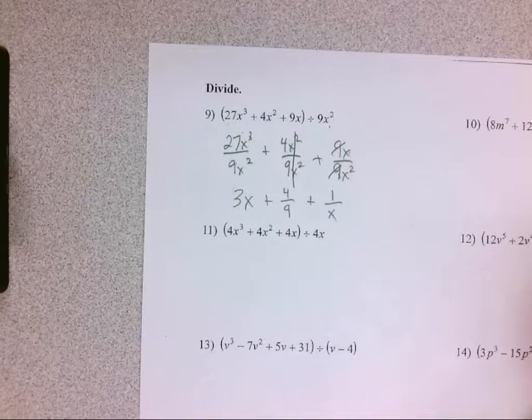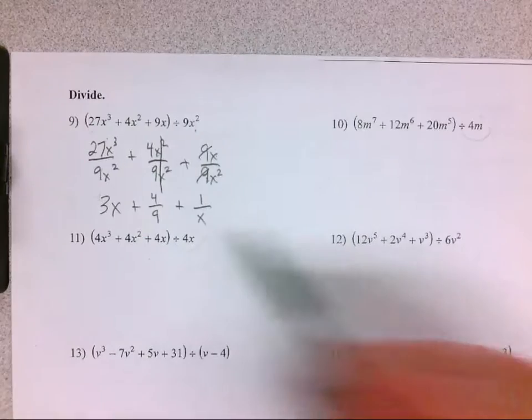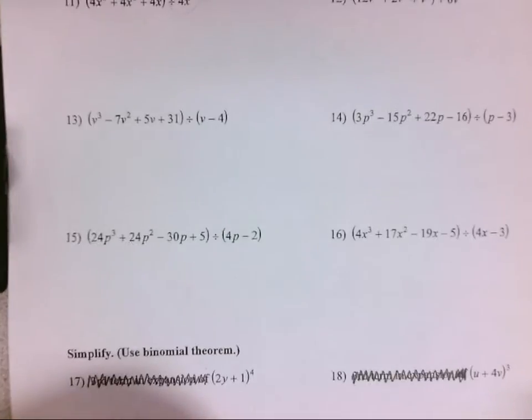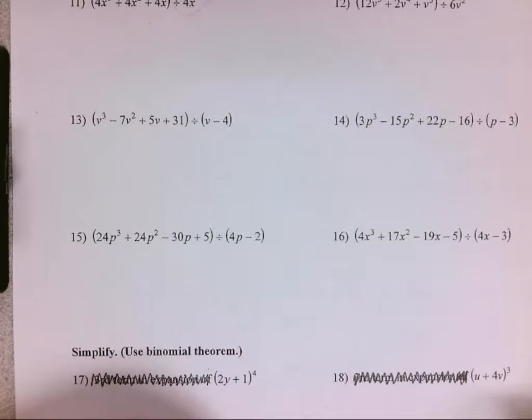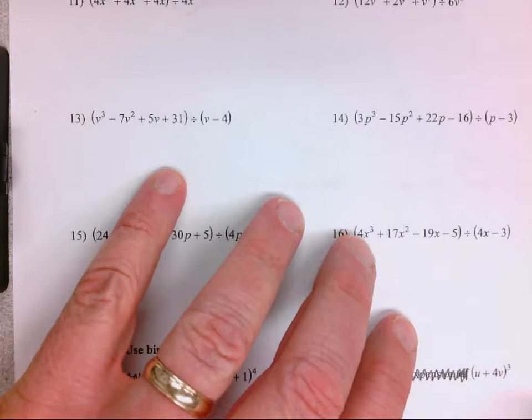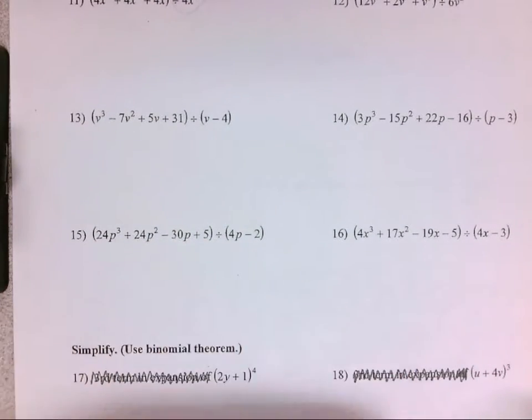Or x to the negative 1, depending on if it's multiple choice and you're trying to find an answer. So that would be true for number 10, also a monomial. Number 11, number 12, those are monomials. When we get down to number 13, you could use synthetic division, you could use long division. If it doesn't specify, you can choose either way.